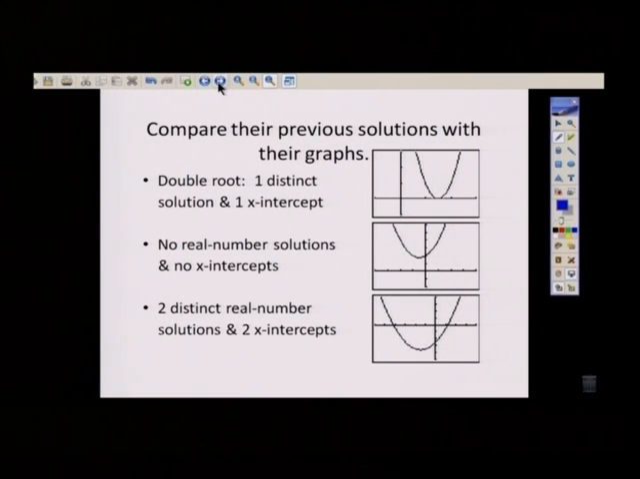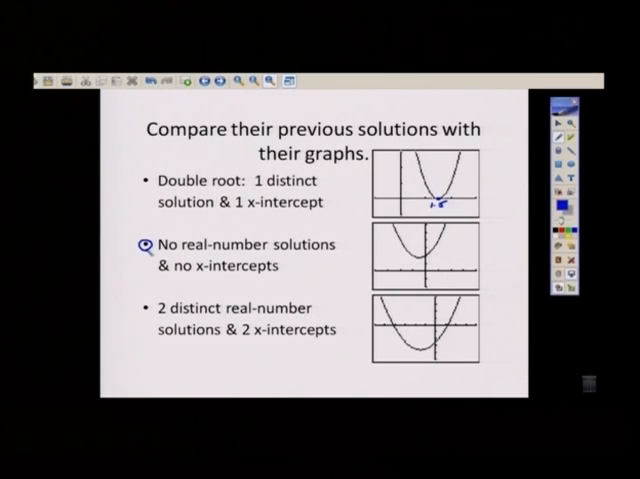So the first one was when we had one root, the double root. So the double root, you have one distinct solution, which was right there, at x equals 1.5, and it only has one x-intercept. So double roots are when your graph of your quadratic equation, or your parabola, only touches the x-axis in one location. In the second one, we didn't have any real number solutions.